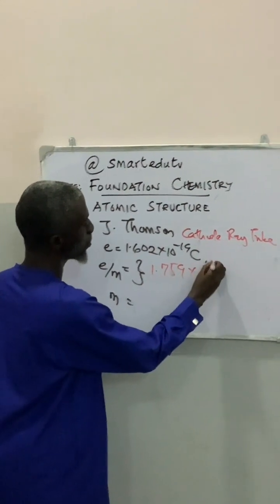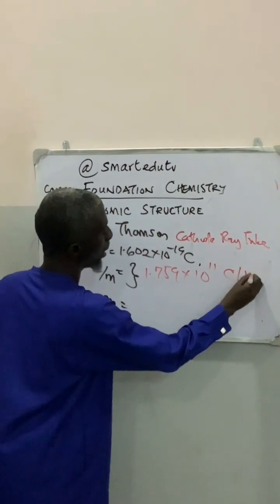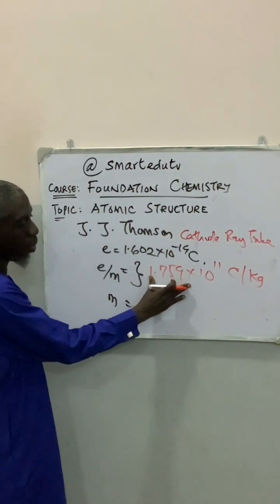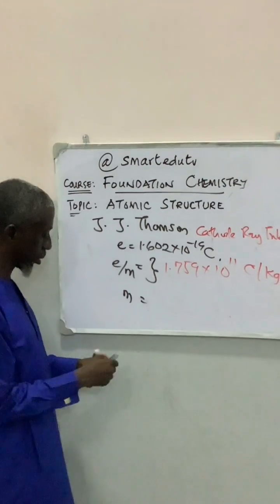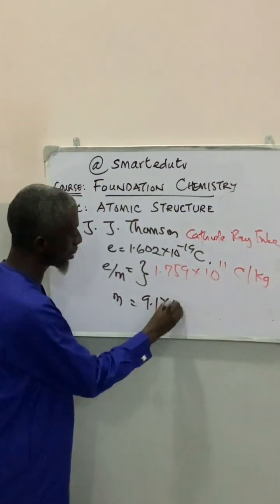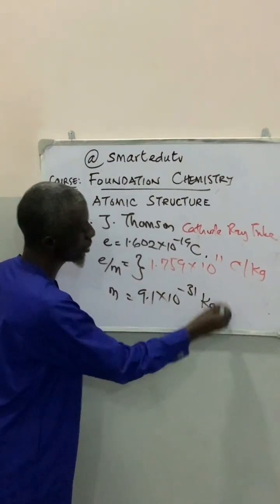Okay, the charge to mass ratio of an electron is 1.759 times 10 raised to power 11 coulomb per kilogram. From this value, we can eventually find the mass of an electron, which we know to be 9.1 times 10 raised to minus 31 kilogram.